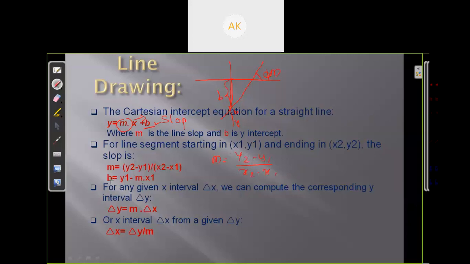And how can you calculate b, the y intercept? b will be y minus mx, and you can put in any of the two given points. x1, y1 is the starting point, and x2, y2 is the end point. Put any value in this equation and calculate b. If you put the initial or start point, y1 and x1, you can calculate the value of b very easily. Okay, it is clear. This is the simple equation of a line.